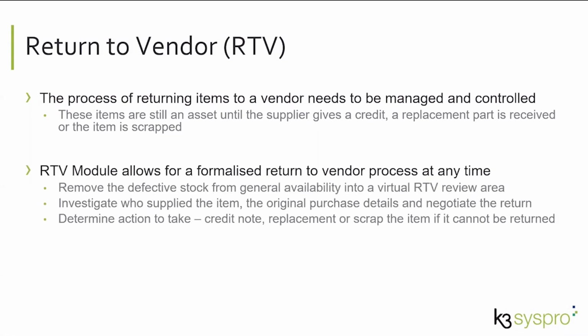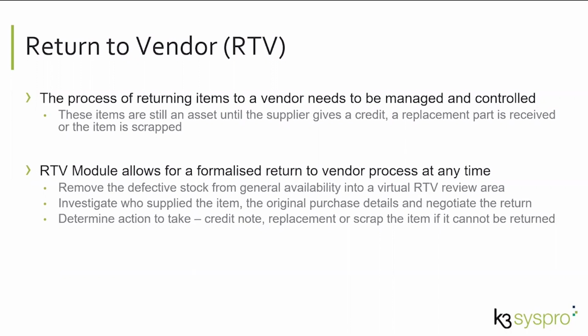The RTV module allows for a formalised return to vendor process at any time. It is used to remove the defective stock from general availability into a virtual RTV review area. This means that stock cannot be issued in error to a work in progress job or to a sales order or promise to a customer.